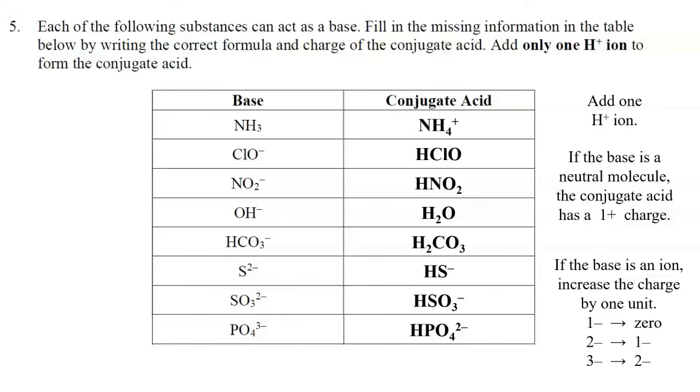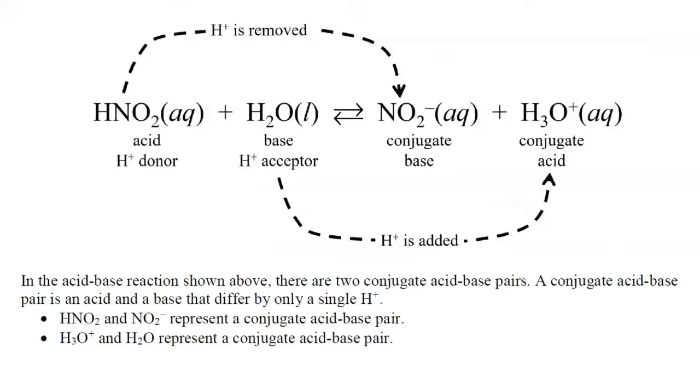Okay, now that you understand how to write the formula for either a conjugate base or a conjugate acid, let's take a look at an acid-base equation and see if we can recognize two sets of conjugate acid-base pairs. So in this particular acid-base reaction, HNO2 and NO2 minus represent one of the conjugate acid-base pairs. Again, they only differ by a single H plus. And then the other conjugate acid-base pair would be H3O plus and H2O.